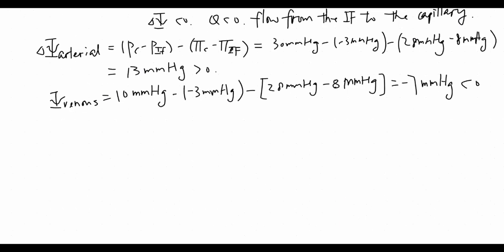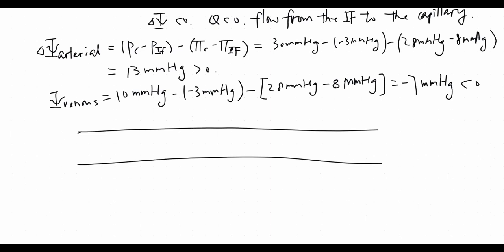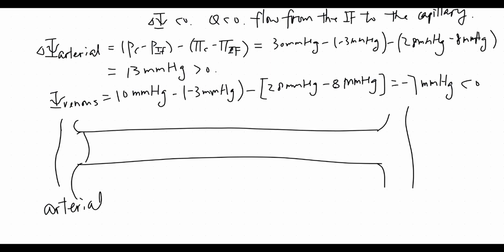Physiologically, what does that mean? It means you have a capillary. So here is your arterial and the venous end. So the filtration actually happens at the beginning of the capillary. The Q is from inside to outside. And at the venous end, we have Q from outside to inside.